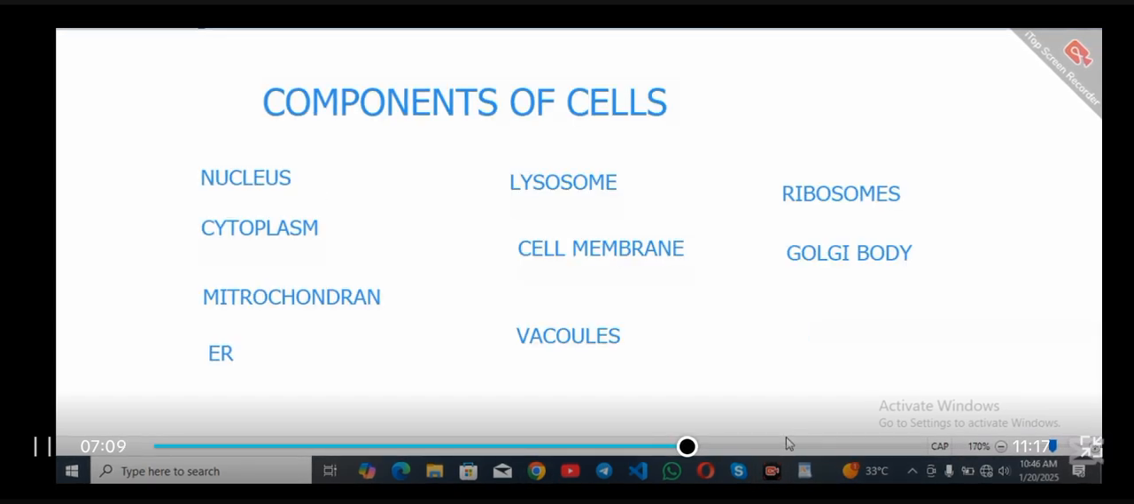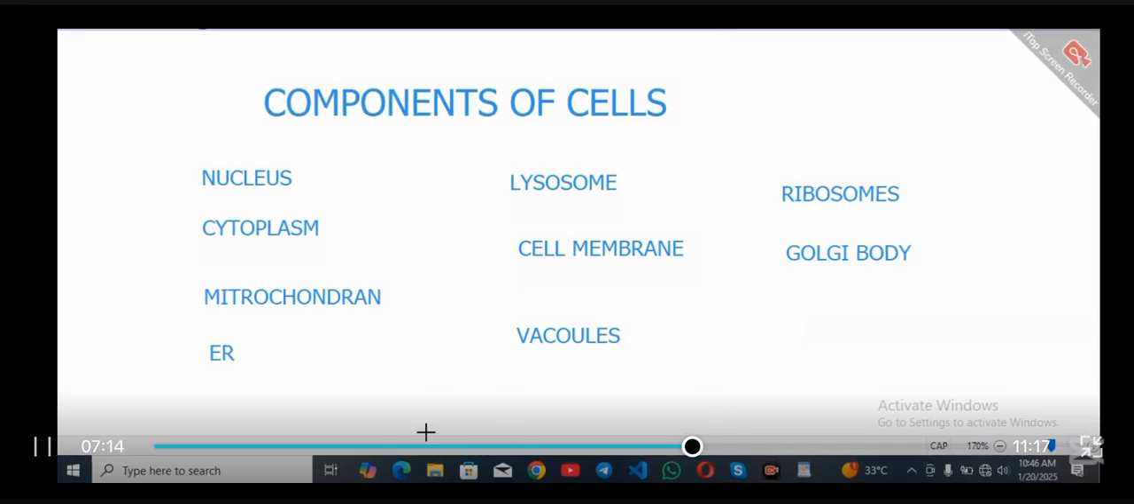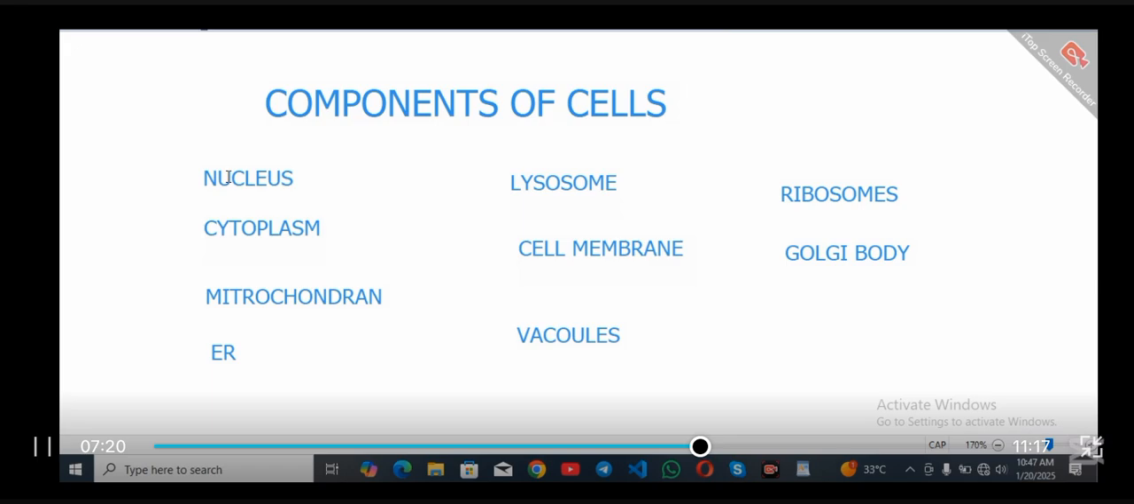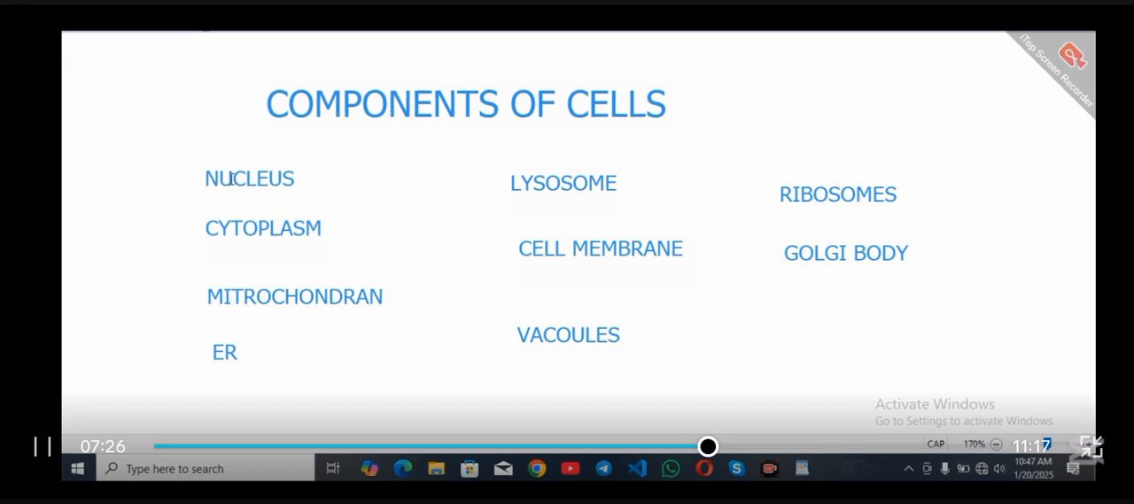Okay guys, so let's talk about the components of the cell. First we're going to start with the nucleus. Basically, the nucleus contains all genetic materials of the cell, and it's also known as the center for control of all the activities of the cell. So it controls all the other activities of the cell. That's just the basic function of the nucleus.